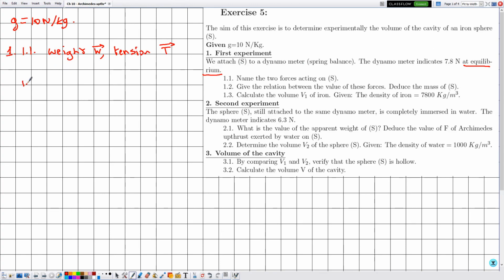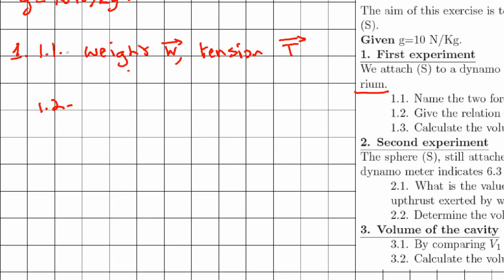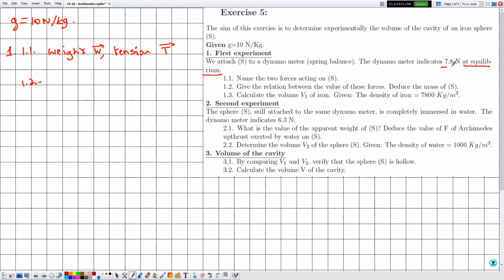Now 1.2. Okay, here, what does this weight represent? We always have two weights, the real weight and the apparent weight. Here, because we are performing this experiment in air. Why in air? Although they didn't mention we are performing this experiment in air, but simply because we don't have any liquid. So in this case, this weight represents the real weight, which is the indication of the spring balance given by 7.80 newtons.